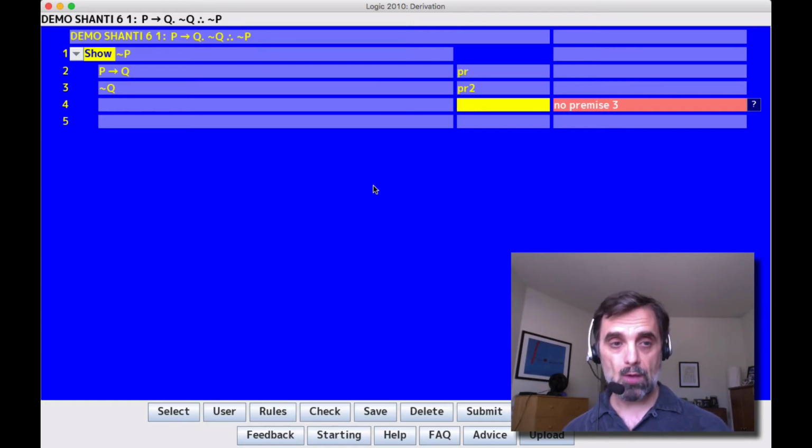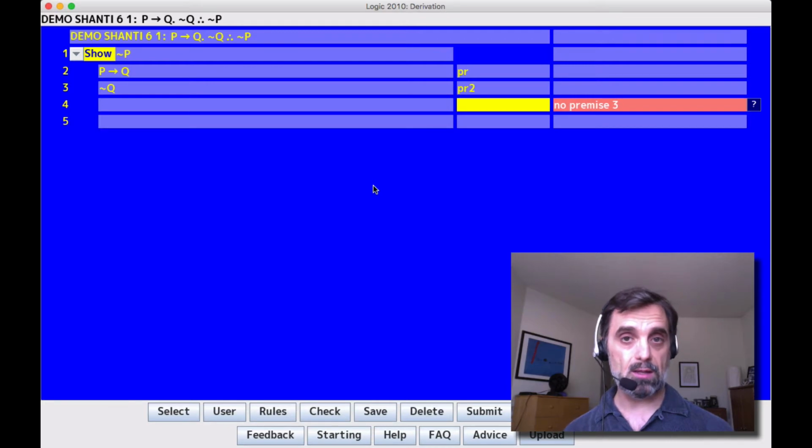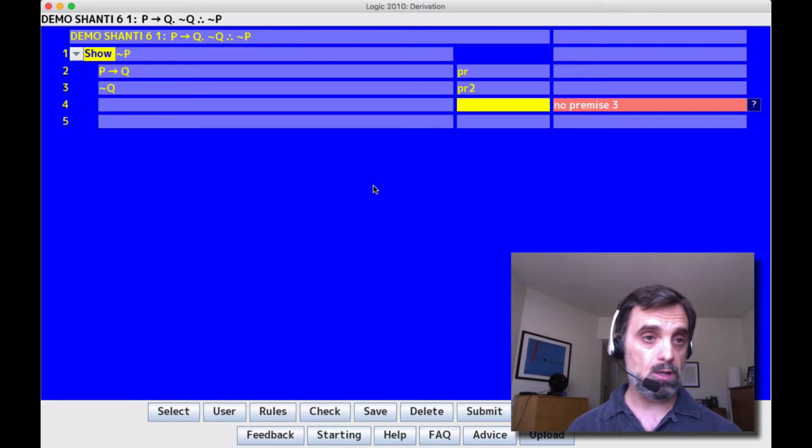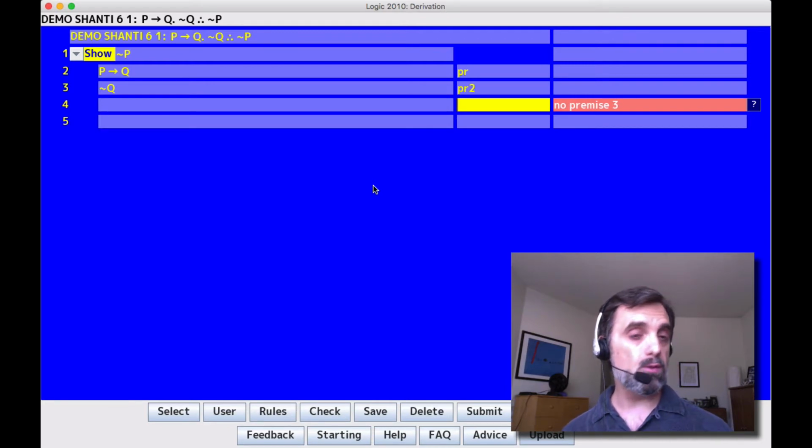Well, if we're going to do MP, we would need the antecedent. And the antecedent is P. So if we look, do we have the antecedent anywhere? Well, the only other line we have is not Q. And so we don't have P anywhere. And so we can't do modus ponens with line 2. Okay.